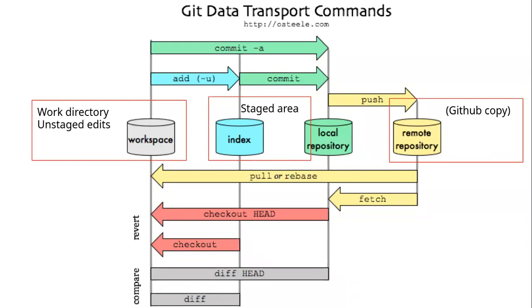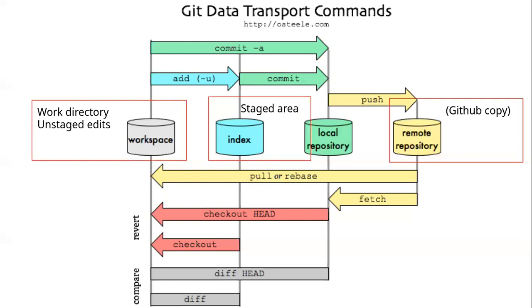Think of it like this. You write on a book on your table. That is kind of the workspace. But once you write it, you keep it somewhere in a bookshelf or something. That could be the staged area. Then there is something called local repository, which is again a place where you put the code, and then there is the remote repository, which is the GitHub copy. So this whole diagram is kind of complicated.